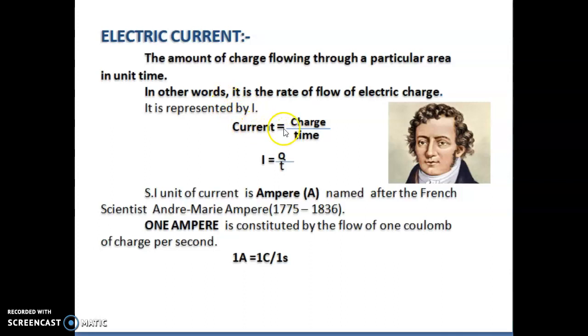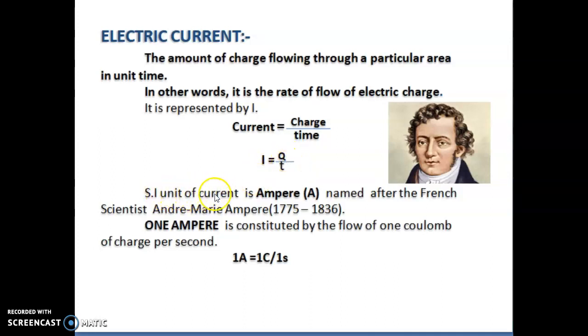Current is equal to charge upon time. So this is a mathematical formula to find out the current, that is current is equal to charge upon time. Current is denoted by the letter I, charge is denoted by the letter Q, and time is denoted by the letter T. So I is equal to Q upon T.